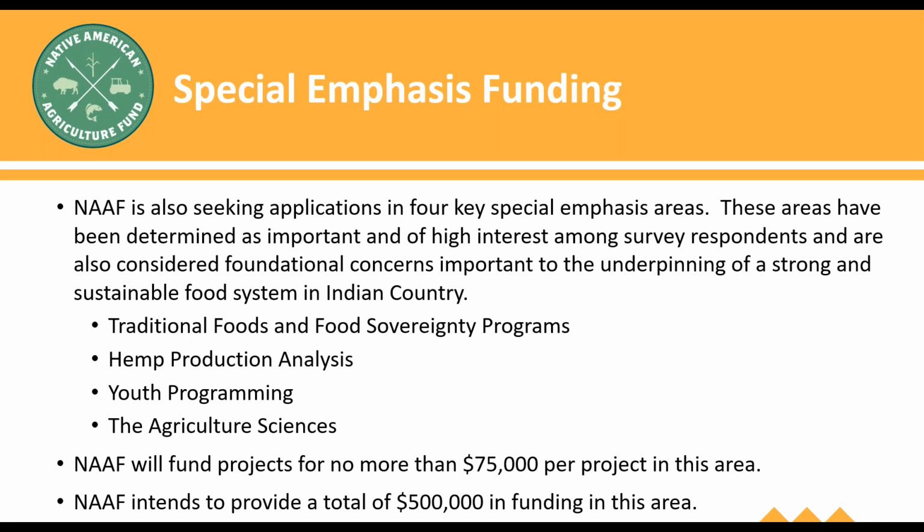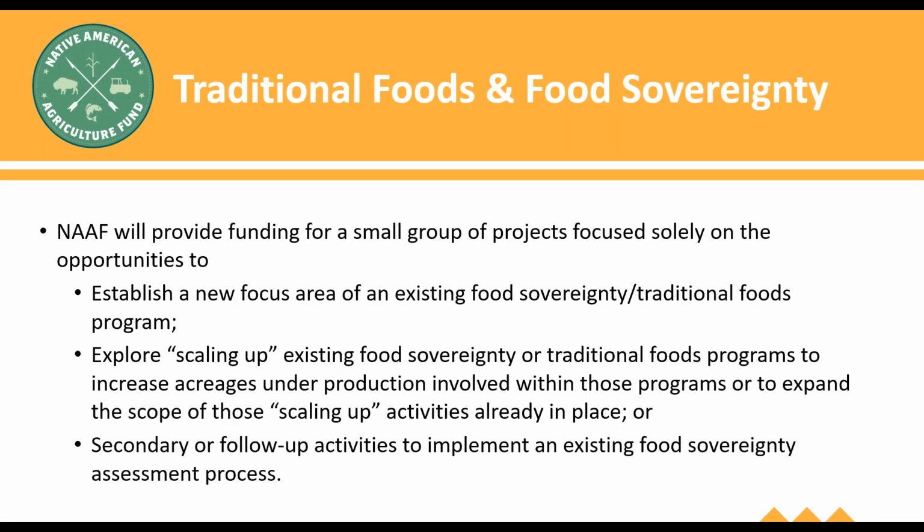And these are some of the areas that are either sparking a lot of interest right now, but are kind of foundational concerns important to the underpinning of a sustainable food system throughout Indian country. These four areas for special emphasis funding are traditional foods and food sovereignty programs, hemp production analysis, youth programming, and the agricultural sciences. Again, we're going to be limiting the amount of the overall project budget that we'll fund in this particular area, and we have set aside funding of $500,000 in each one of these areas to focus on projects that speak to these special emphasis areas.